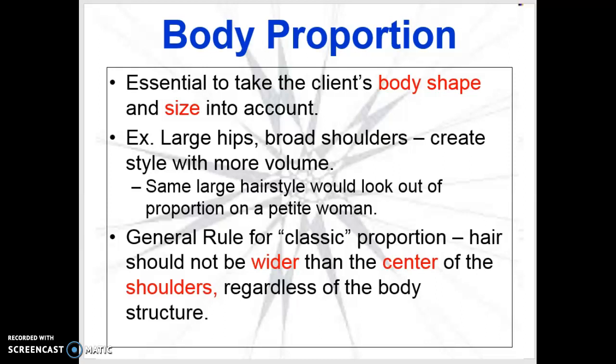So the general rule for classic proportion is the hair should not be any wider than the center of the shoulders. So when you have your client sitting in the chair, you would look to see where the center of her shoulders are on either side of her body, and you would keep the hair in proportion to that.